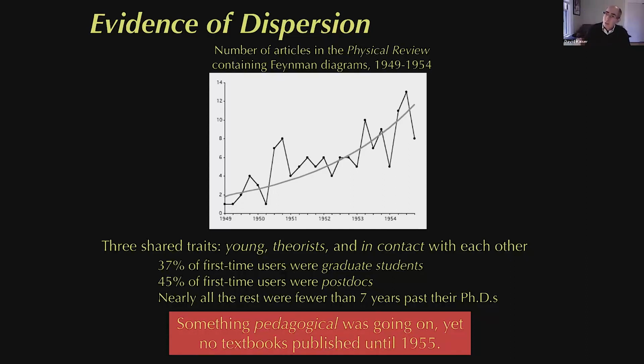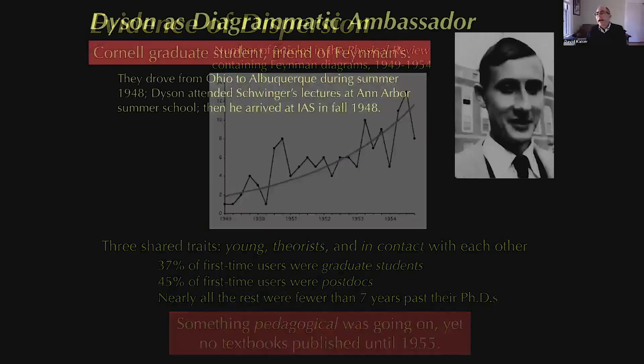And yet it wasn't a story of like, write a textbook, teach some classes, it'll spread. All of the data points shown on this early plot represent articles that came out before the very first English language textbooks had been published that incorporated the new technique. So the first textbook treatments of how to calculate with these new Feynman diagrams weren't published until 1955, by which time there was already evidence of this fast-growing exponential rise. So how does that happen?